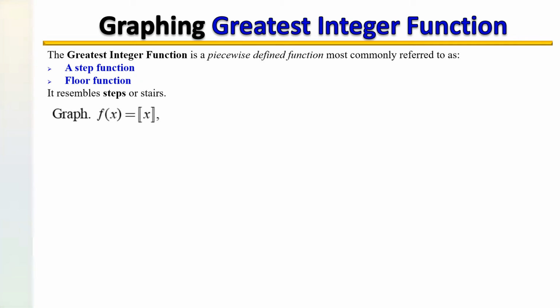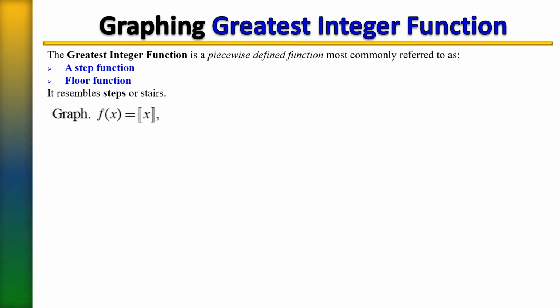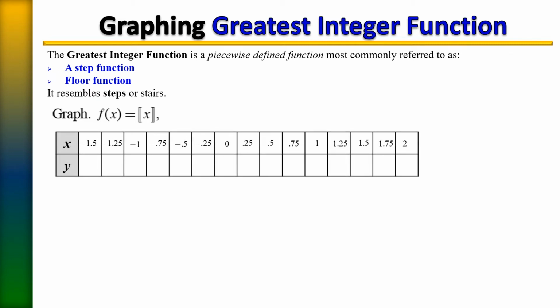The greatest integer function is a piecewise defined function most commonly referred to as a step function, probably because it resembles steps. This function takes a real number x and outputs the greatest integer less than or equal to x. Let's graph this function, the greatest integer of x.